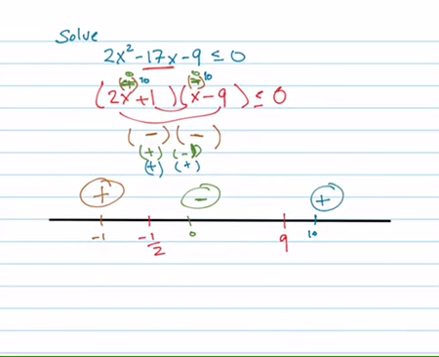And so when is this less than 0? The answer is in the green region is when it's less than 0, and only in the green region. And it is also equal to 0 at those two values as well. So we have to use closed brackets. Closed brackets from negative 1/2 to positive 9. Both of them are closed brackets.